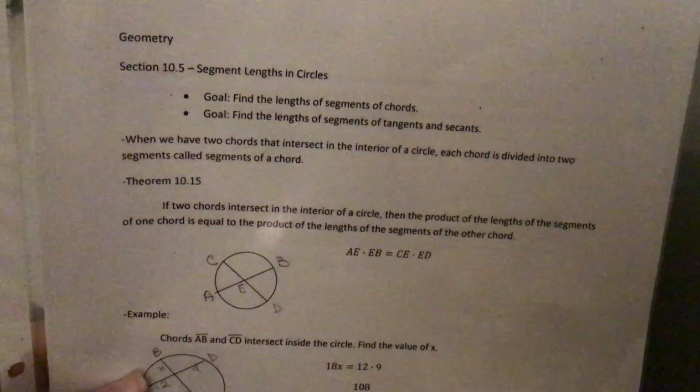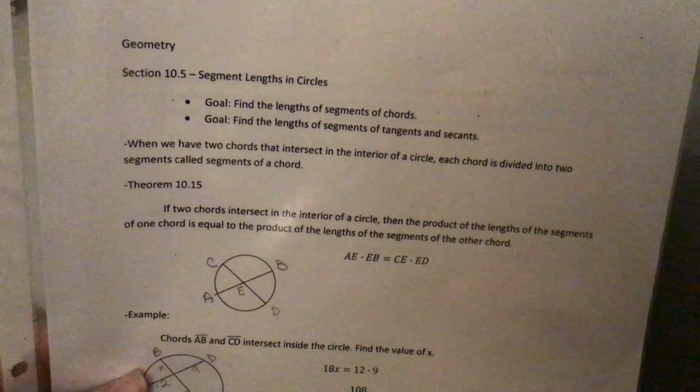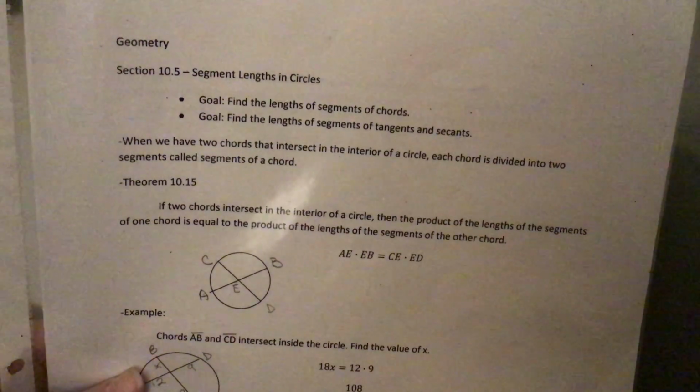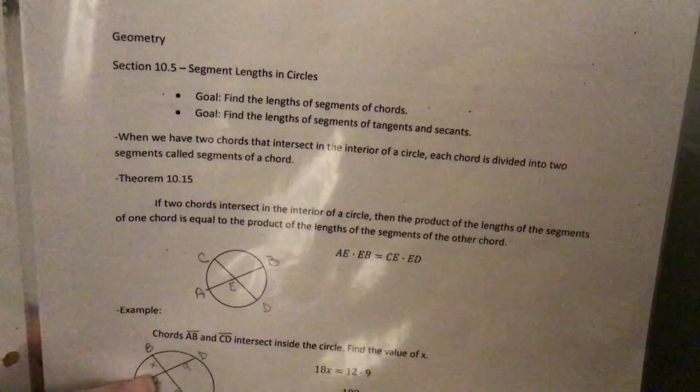Section 10.5. Now we're switching to the lengths of the segments in the circles, not the angles. We just did all the angle relationships. When you have two chords that intersect your circle in two places, and they intersect on the interior, each chord is divided into two segments called segments of chords. Again, there are three theorems from this section that deal with the segments.